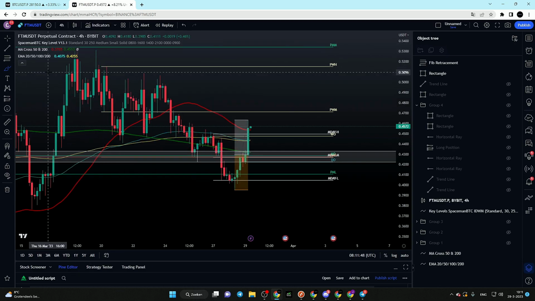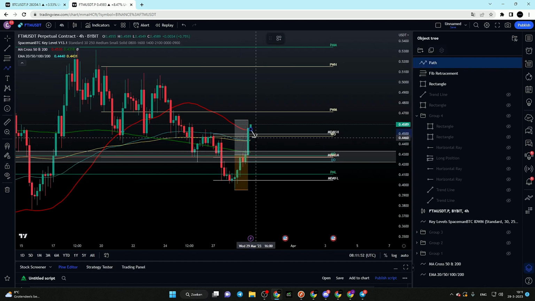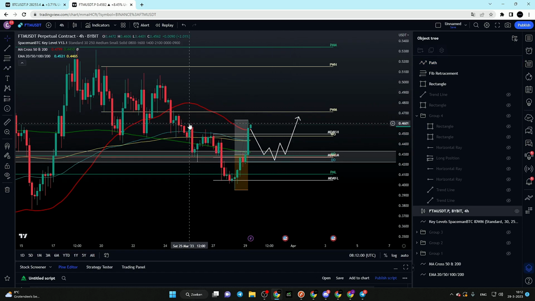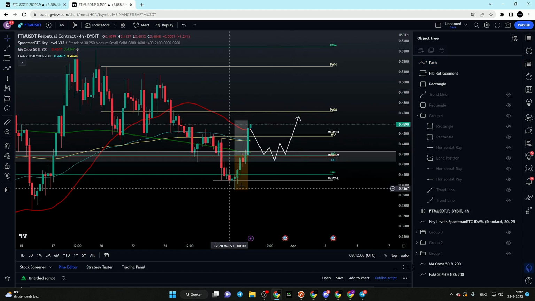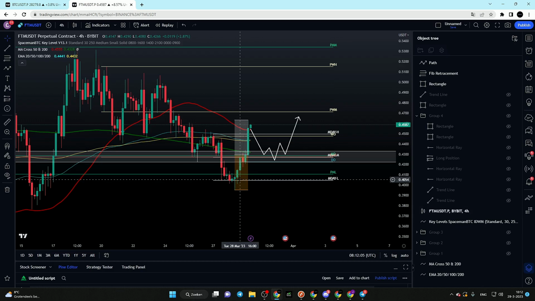And if Phantom retraces back towards this area, make sure to set your alert. If we once again get the right confirmations over here, that is where we are going to be interested again in taking fresh long positions. Exactly like I just explained, wait for those confirmations inside of your area of interest, and that is where you once again engage with new positions.